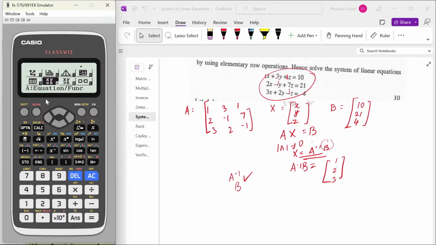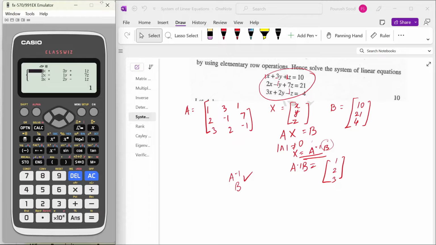equation function mode, so you need to press A, or you can go down and click on this. There it will show you simultaneous equation. So click on simultaneous equation. Number of unknowns are 3 here, and the equations are 1, 3, 1, 10, 2, minus 1, 7, 21, 3, 2, minus 1, 4, equal to, so it will tell you x is equal to 1, y is equal to 2, z is equal to 3.